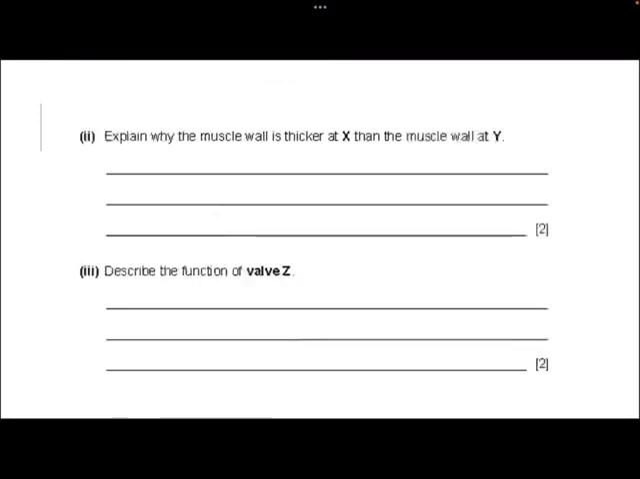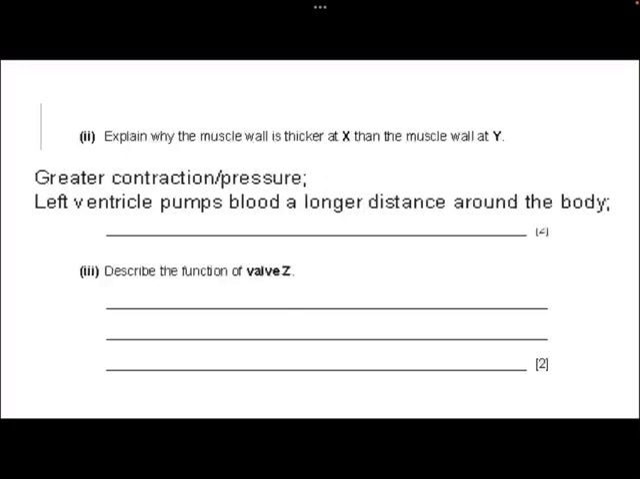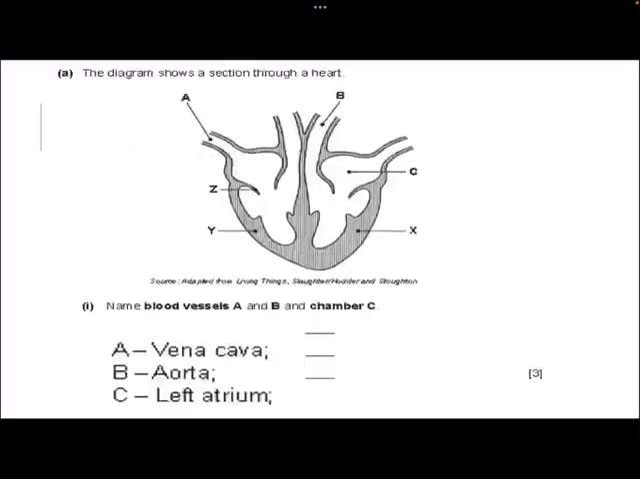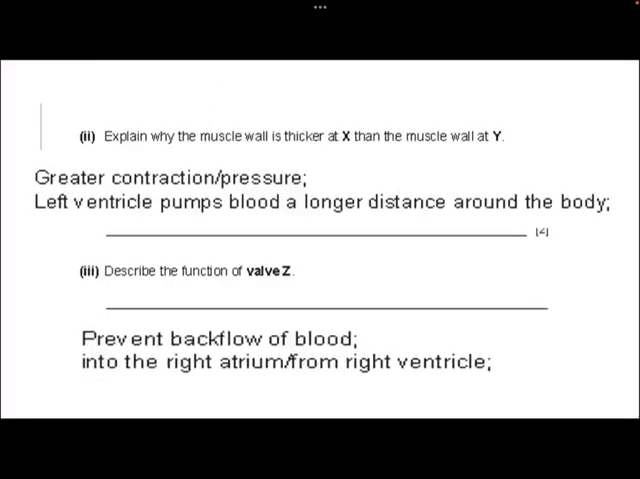Explain why the muscle wall is thicker at X than Y. So X is thicker because the left side is having to send blood a longer distance around the body, so it is giving it greater contraction or putting blood under greater pressure. Describe the function of valve Z. So valve Z you can see there between the upper and lower chamber of the right side of the heart. So its function for 2 marks is to prevent the backflow of blood, either going back into the right atrium or from the right ventricle.